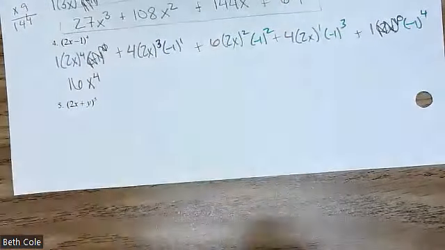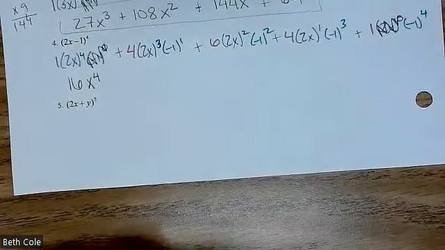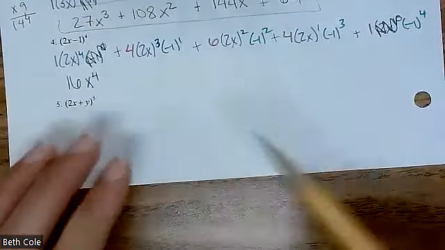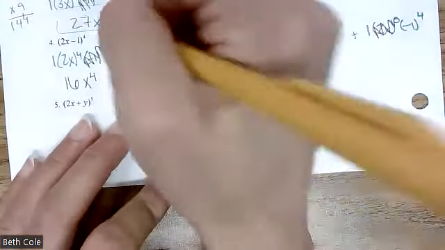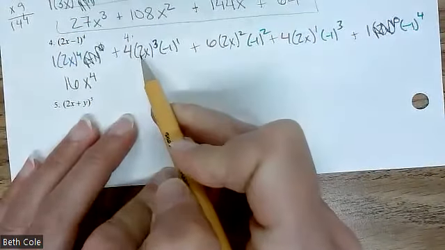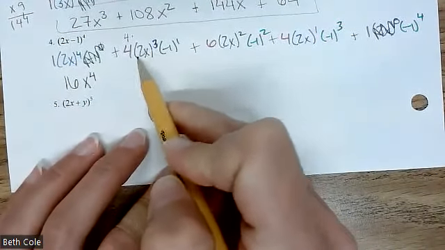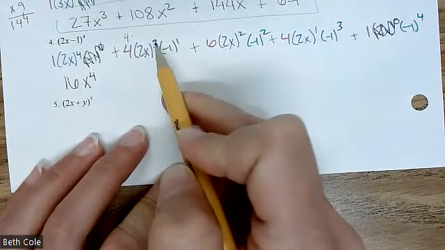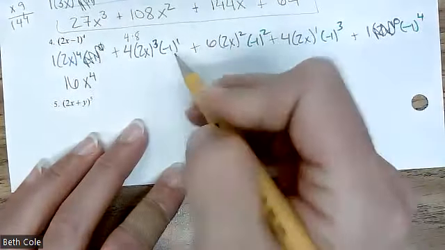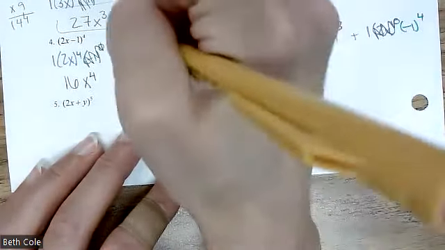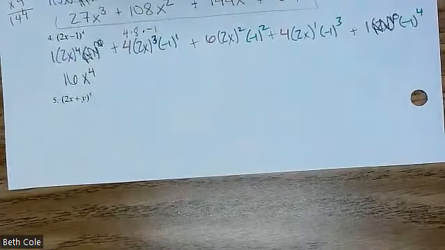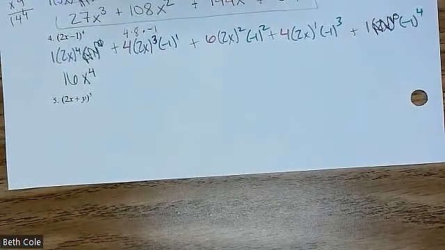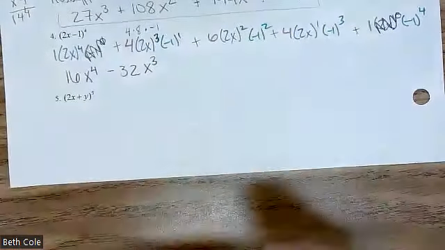16x to the 4th. And again, when you have a bunch of them like this, I would write it out. So we have 4. The next part is 2 to the 3rd. 2, please don't say 6. 2 to the 3rd, 8, good. And then -1 to the first is -1. So if you want to write it out, 4 times 8 is 32 times -1, -32 x cubed.